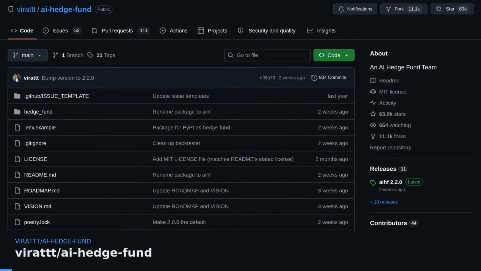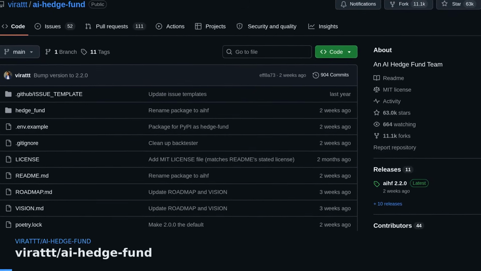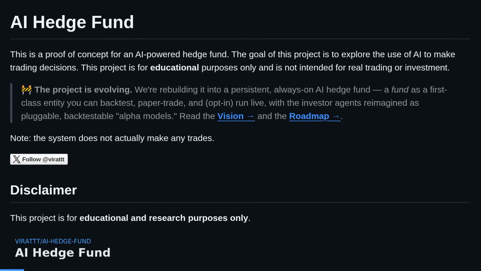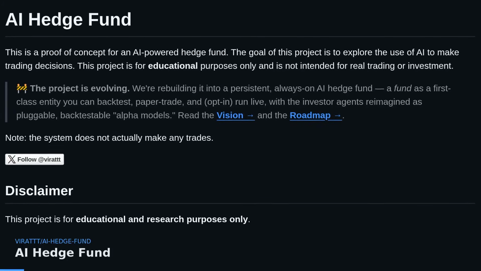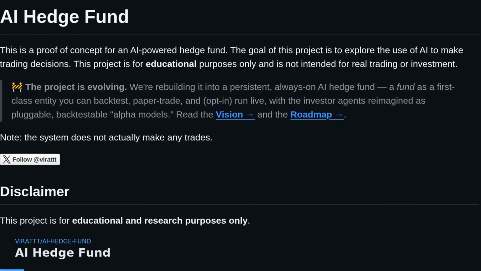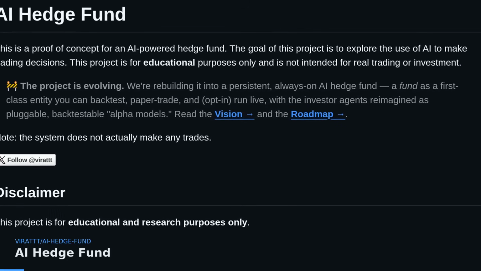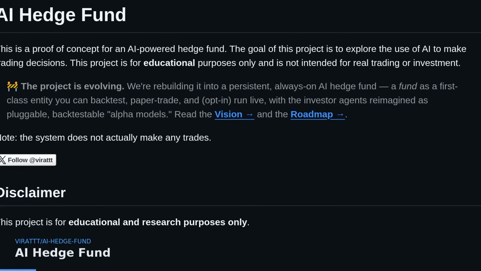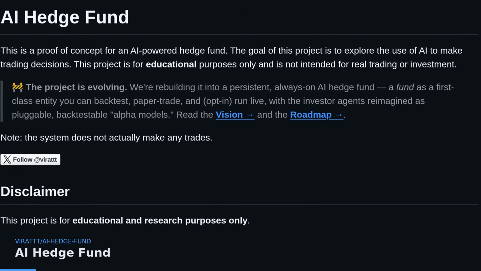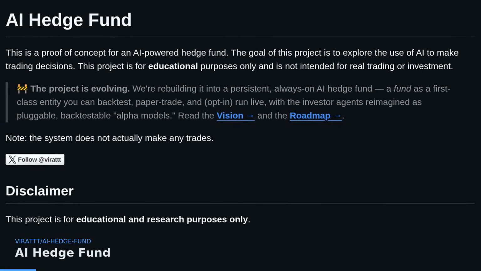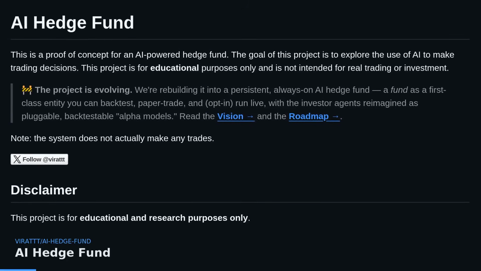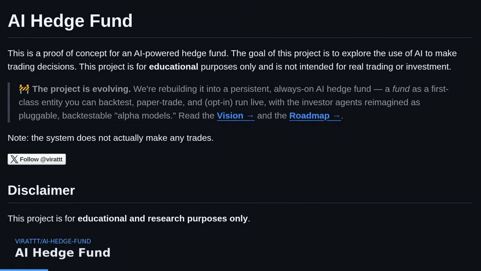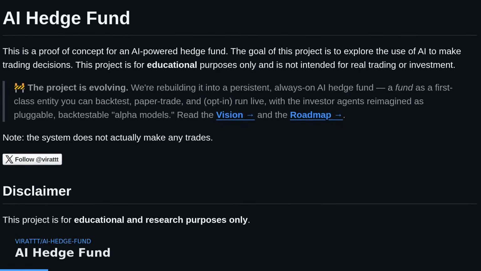Let's start with the basics. What problem does this repository solve, and who is it for? This repository is an exploration of what an AI-powered hedge fund could look like. It's a proof of concept, not a real trading system. The goal is to make it easier for people to experiment with AI-driven trading strategies, backtest them, and even paper trade them. It's for researchers, engineers, and anyone interested in the intersection of machine learning and finance.